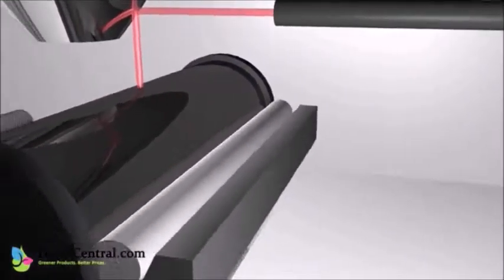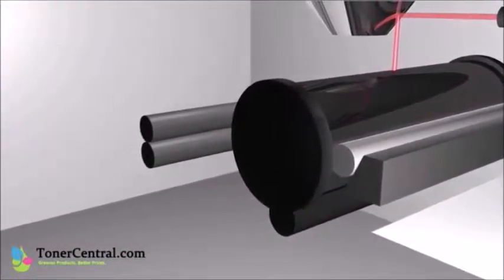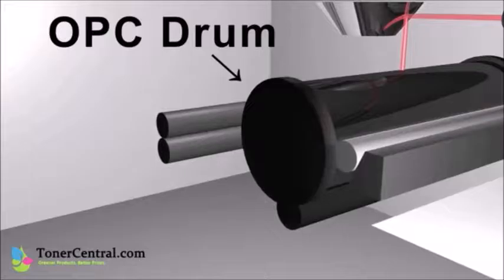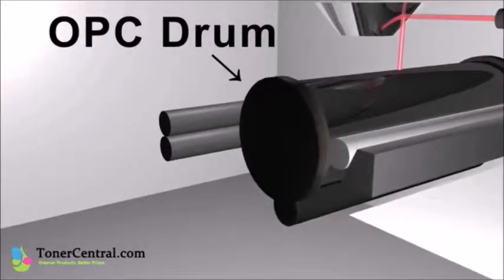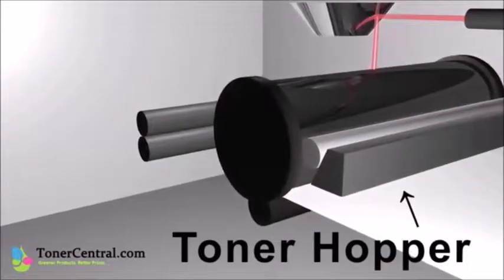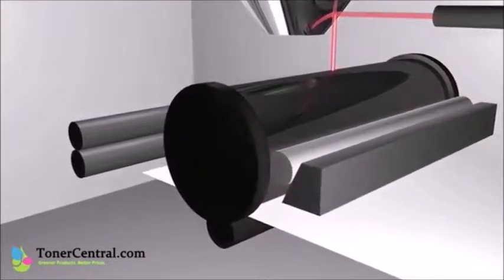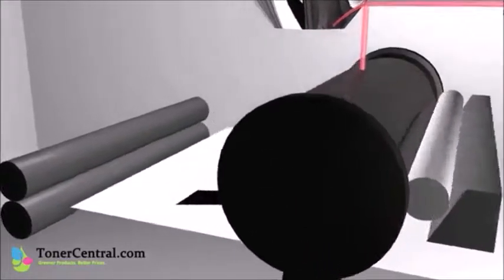onto a mirror, drawing the shape of the image. This mirror reflects the beam onto the OPC drum, which creates a negatively charged image on the drum unit. The drum then rotates past the toner hopper, attracting the positively charged toner particles as it passes. The paper is simultaneously fed under the drum and receives the positively charged toner particles.